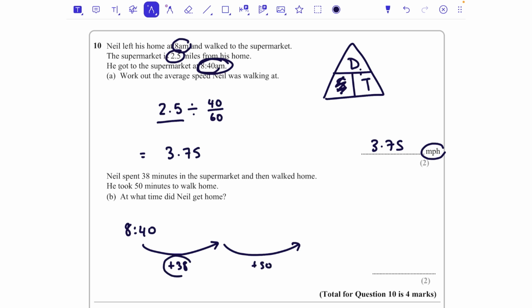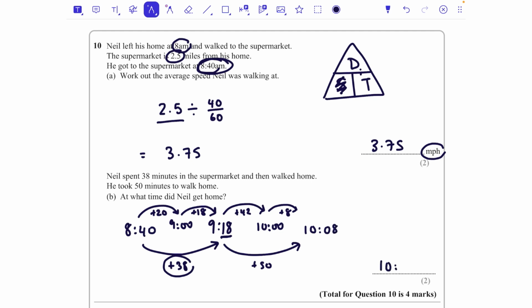So if I go 38 minutes, first thing I like to do is go to the hour. So it's going to take me 20 minutes to get to 9 o'clock. And then it would be another 18 minutes so that I've added 38 altogether. So 9:18, he's done in the supermarket. We then need to add another 50 minutes. And I'm going to split that again. To get to 10 o'clock, there are 60 minutes in an hour. I'm already at 18. So that's going to be another 42 to get to 10 o'clock. And then I would just have 8 more minutes. So 10:08. I'm going to put AM just so we're really clear about the answer. 10:08 AM is what time he would get home.